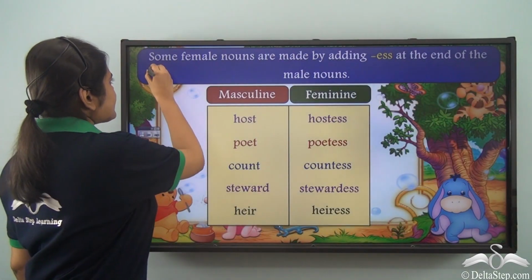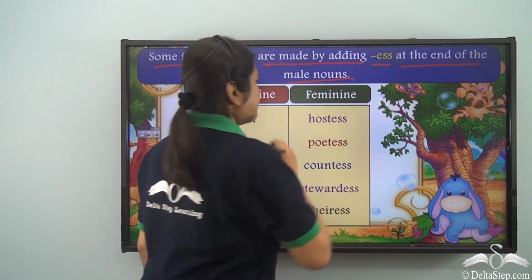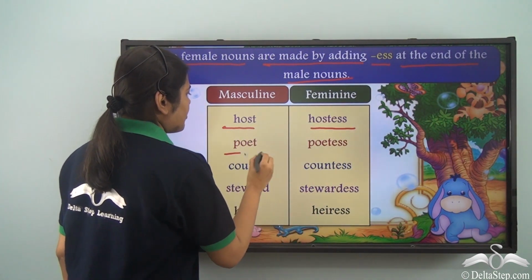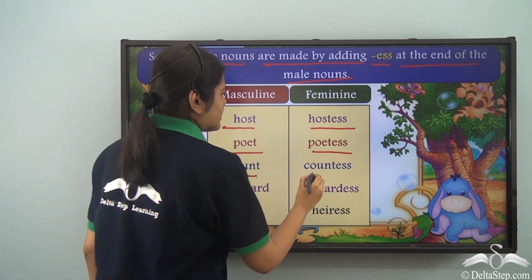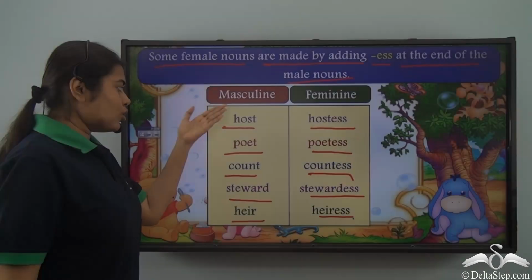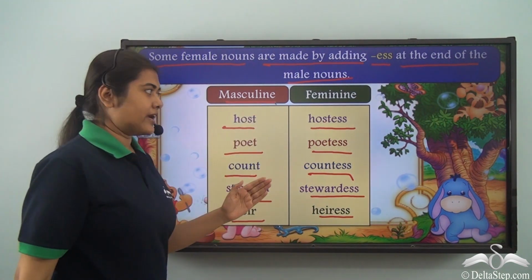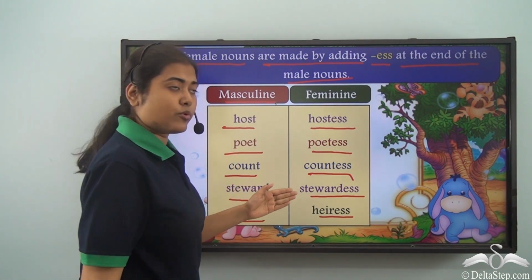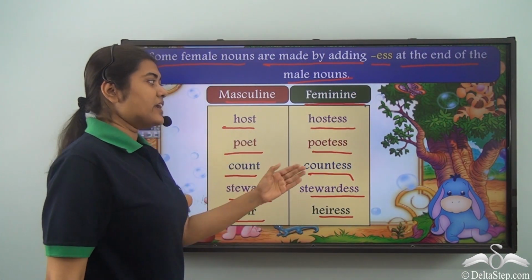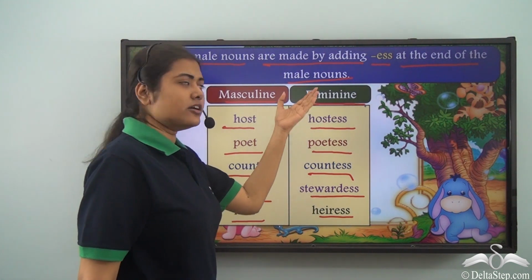So what do we see? Some female nouns are made by adding ess at the end of the male nouns. Some more examples can be host becomes hostess, poet, poetess, count, countess, steward, stewardess, heir, heiress. So host, poet, count, steward and heir, all these refer to the masculine gender, whereas hostess, poetess, countess, stewardess and heiress refer to the feminine gender, and in each of these cases we have added ess at the end of the male nouns and we have got the female nouns.